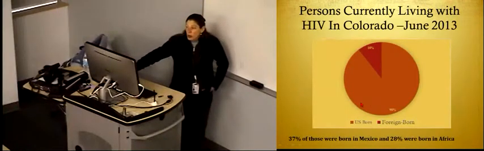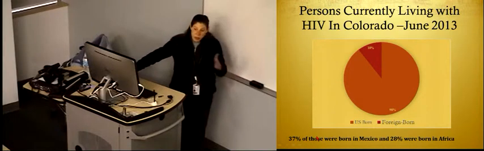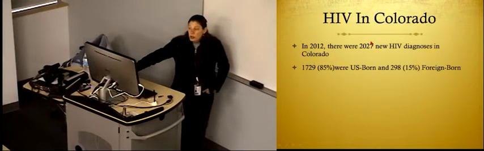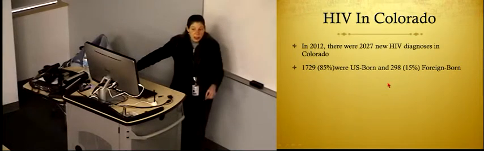What about here in Colorado? So this is just a quick pie chart showing as of June 2013 that about 10% of those living with HIV here in Colorado are foreign-born. 37% of those 10% are from Mexico, and 28% are from Africa. So a substantial amount. In 2012, there were 2,227 new HIV diagnoses in Colorado, and 15% of them are in foreign-born. And that number has increased just a little bit each year.